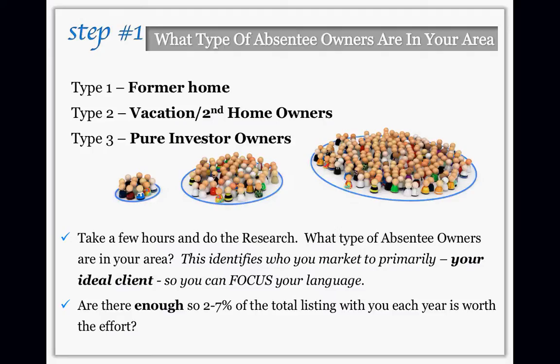So the second part that we're identifying is how many of them. Are there enough so that 2 to 7% of the total listing with you every year is worth the effort? We're looking for a 2 to 7% return on this group. All right? So are there enough? If there are only 100 absentee owners in your entire market area, 2% is not very many deals, right? That's not something I'd recommend.